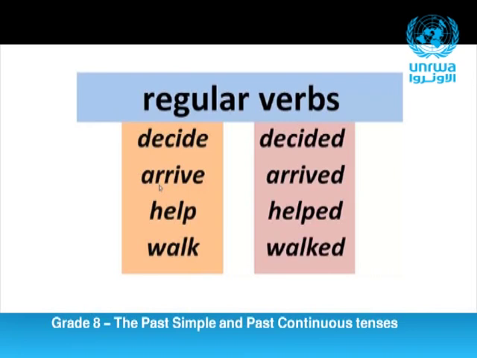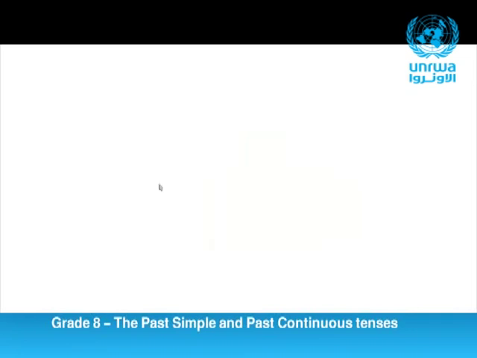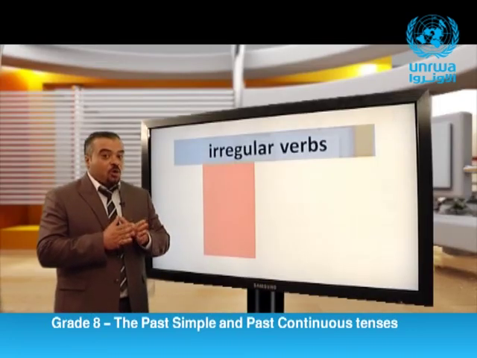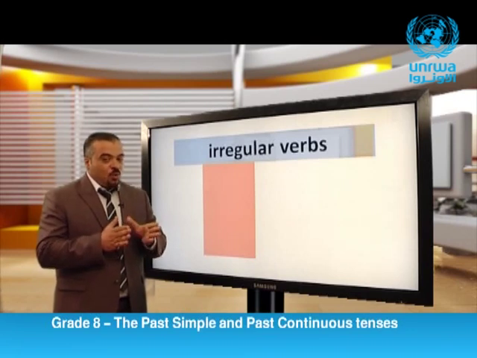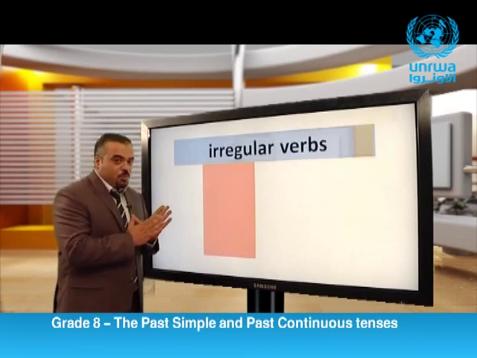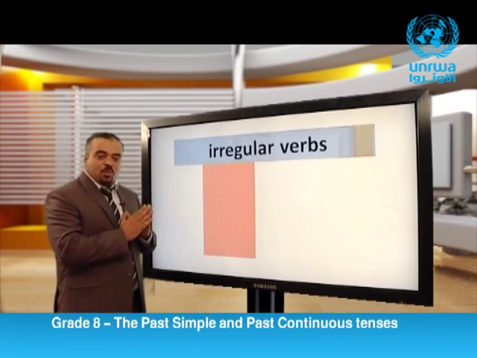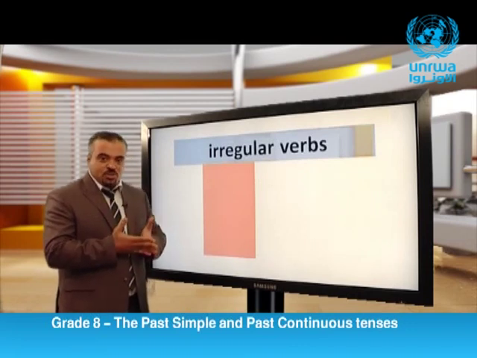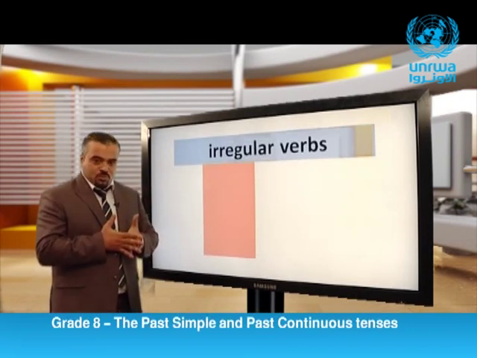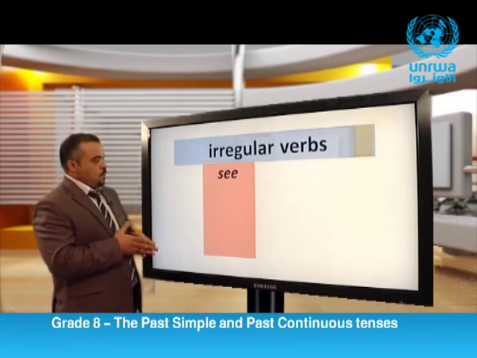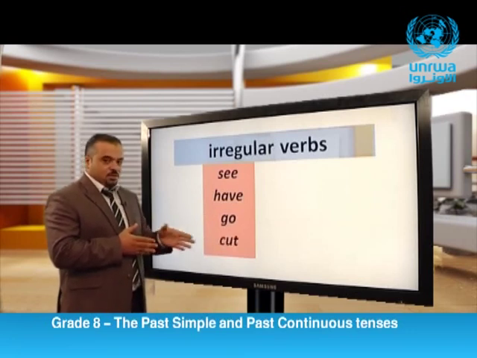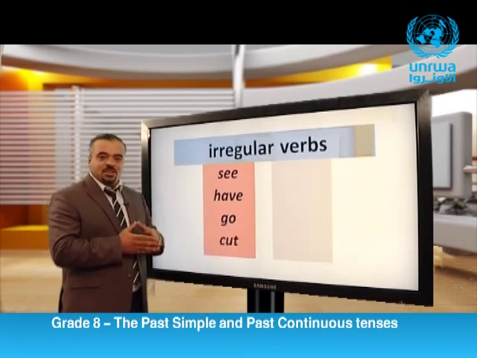And now let's move to the next way. Irregular verbs, الأفعال الشاذة. In these verbs, we do not add an ed or d. لا نضيف إما d أو ed. The verb remains as it is, يبقى الفعل كما هو, or its shape converts to another shape, أو يتغير شكله. Let's see. See, have, go, cut.